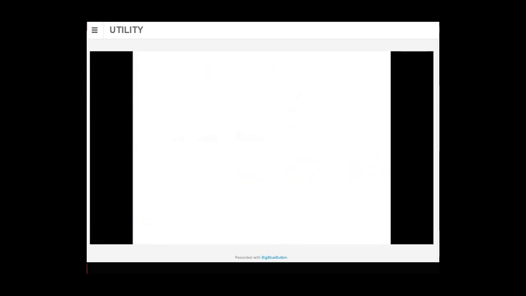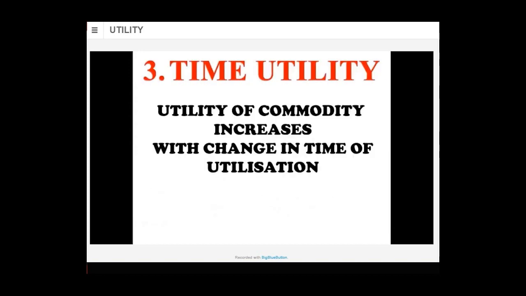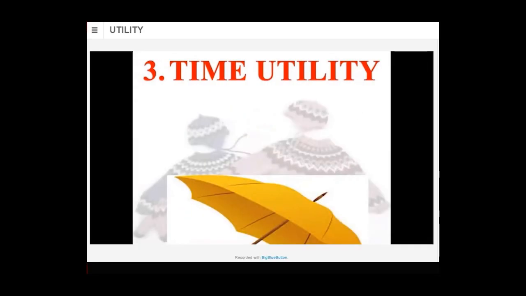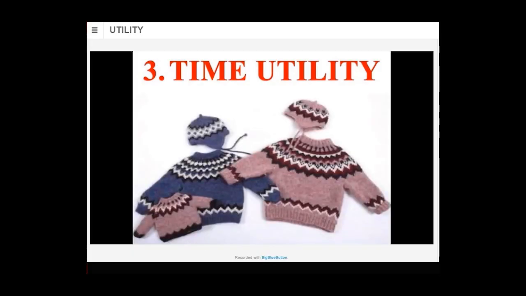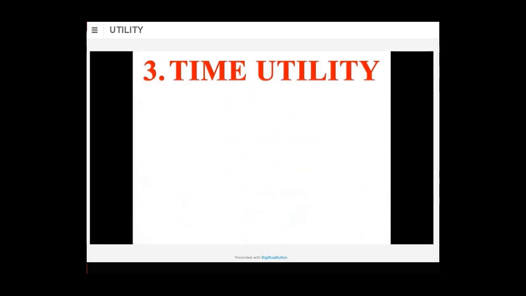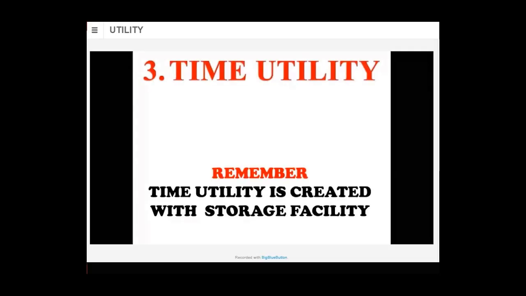When we study time utility, the utility of commodity will increase with the change in time of its utilization. Say, umbrellas are used during monsoons, woolen clothes are used during winters, and cotton clothes during summers. Remember, time utility is created with the help of storage facility.